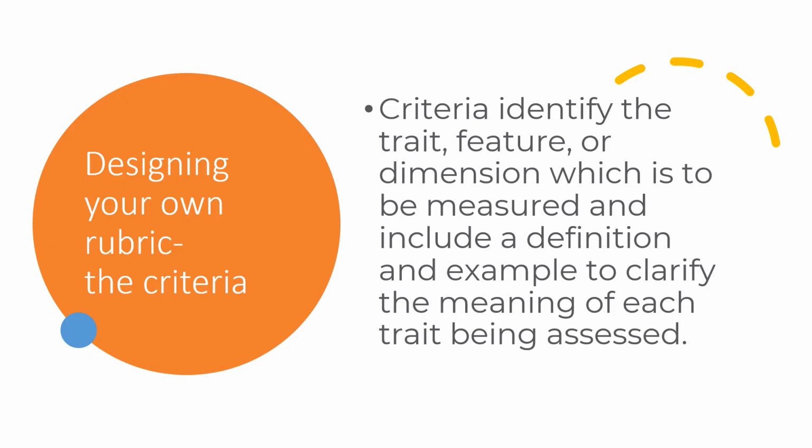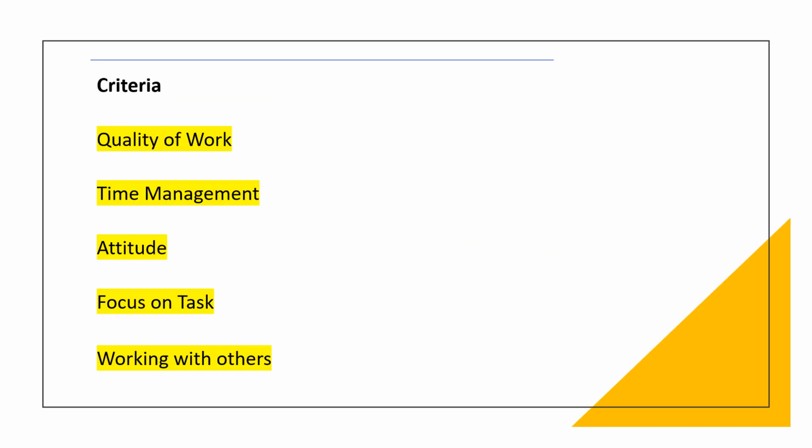Designing your own rubric. If you look at the criteria, identify the trait, feature, or dimension which is to be measured, and include a definition and example to clarify the meaning of each trait being assessed. So set your own criteria based on your task. You may have your criteria be uses tools safely, uses tools properly, listens during instructional lectures, uses time wisely. You would then identify the various levels of performance.